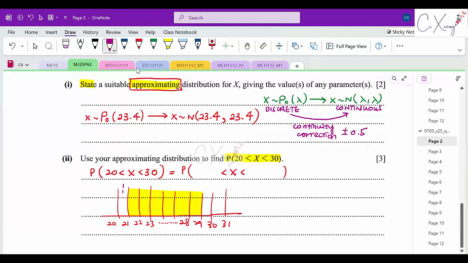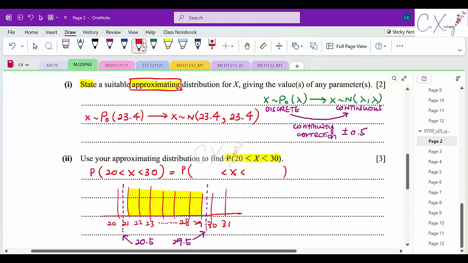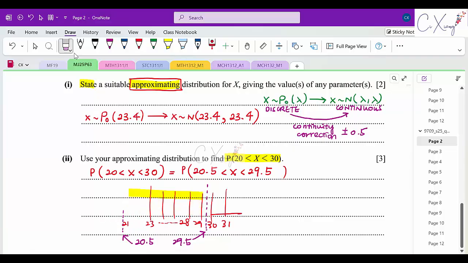And then when you want to apply any adjustment, you have to make sure that the continuity correction line covers the area that you are interested to find. So if you read the value from here, it is actually 20.5, and if you read the value from here, it will be 29.5. Therefore, the continuity correction values will be 20.5 and also 29.5. Okay, so this is the step for continuity correction.